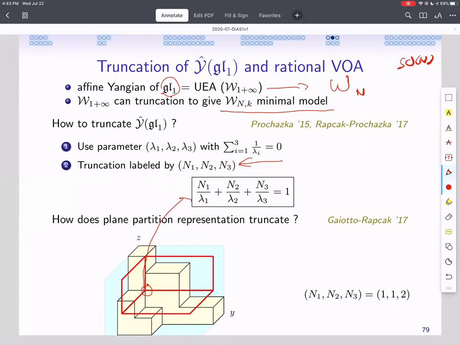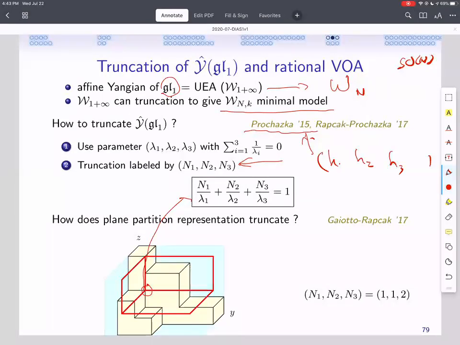There's a shift symmetry here. So, okay, I didn't explain well here. To study this truncation, it's better to use this parameter that was introduced by Prochazka in 2015. It's an equivalent parameter to our H1, H2, H3. So it also has this manifest S3 invariant symmetry here.